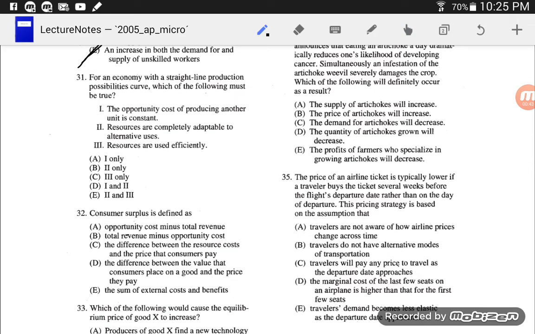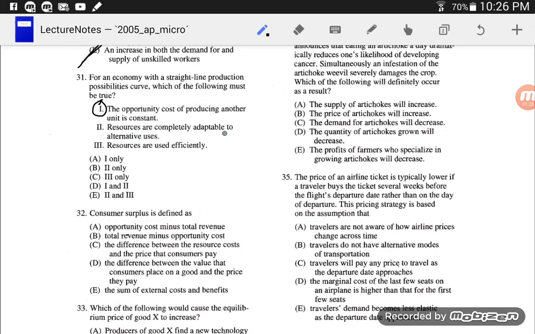Just trying to answer these questions. So here's number 31. For an economy with a straight line production possibilities curve, which of the following must be true? Oh, this one's familiar. So straight line... that was horribly ugly. Let's just erase that. So what of these are true? The opportunity cost of producing another unit is constant. Yes, that sounds true. Oftentimes we end up with a concave one, and that means we have increasing opportunity costs.